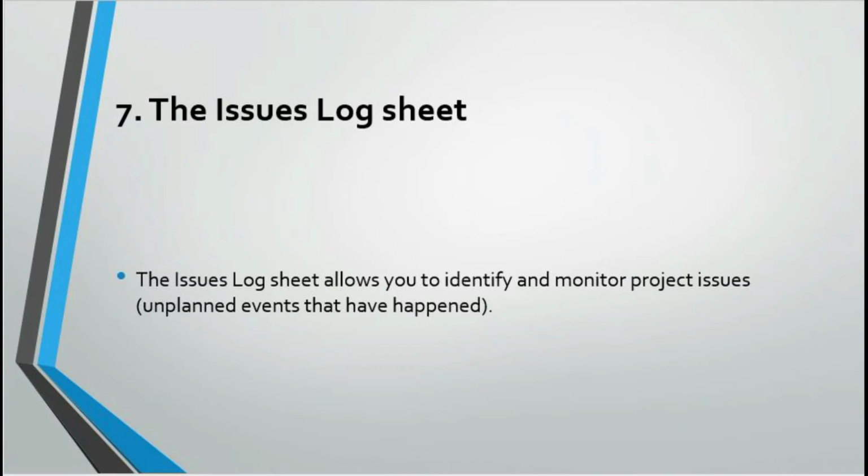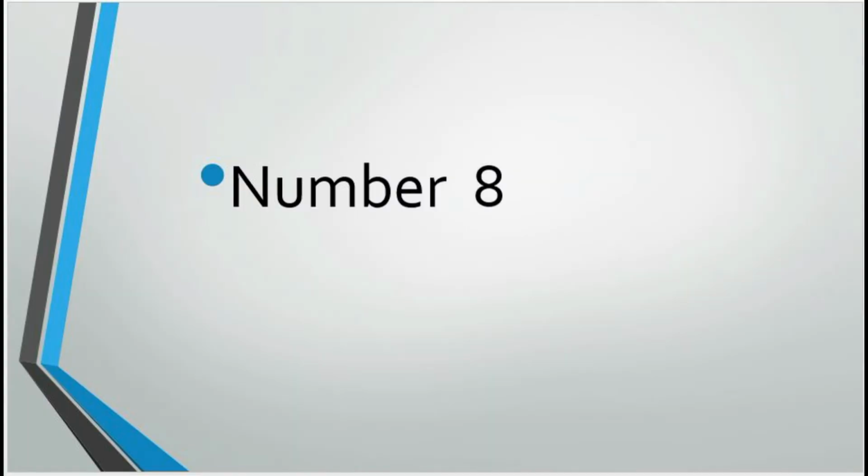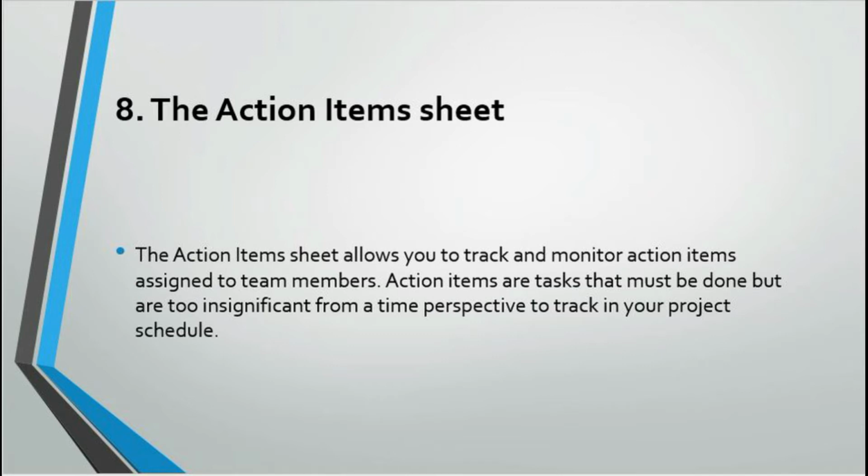And then there are issues. This is the issues log. This is number 7. The issues log allows you to identify and monitor project issues. And then 8 is action items sheet. This allows you to track and monitor action items assigned to team members.